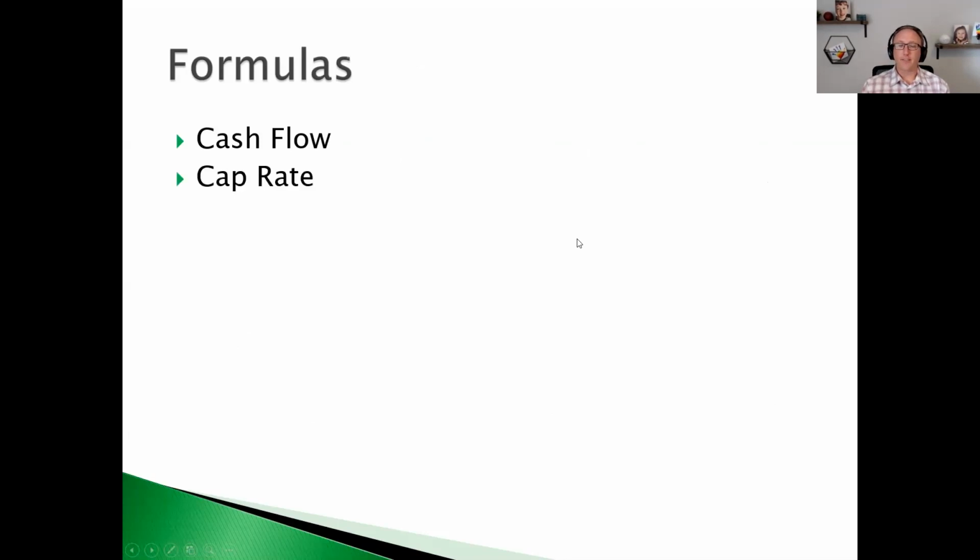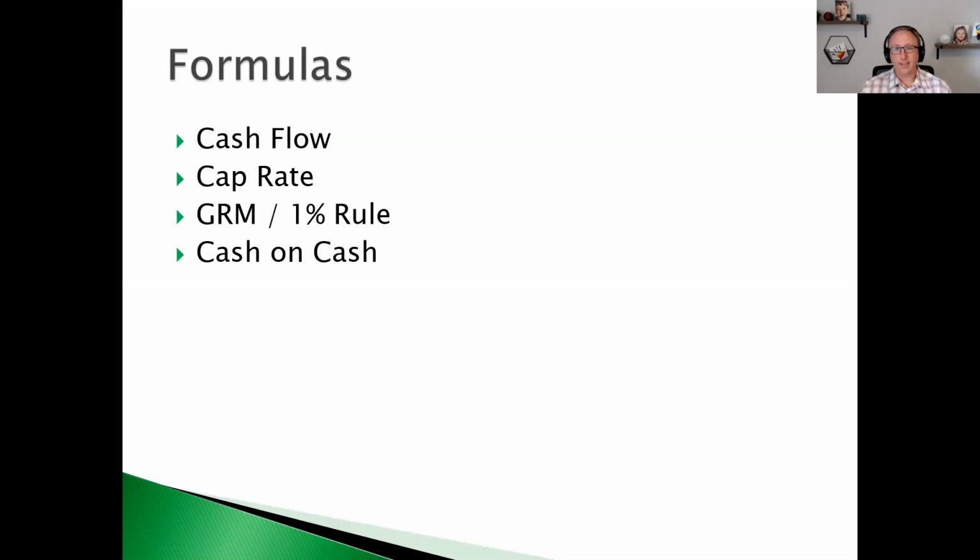Cap rate. I think a lot of us have heard about cap rate. I think there's sometimes some confusion around cap rates, but we'll definitely get into that and talk about how to analyze and figure out the cap rate. Then the GRM, or gross rent multiplier, and I have that together with the 1% rule. I'll talk about why I have those together when we get there. And then the cash on cash return. So those are going to be the four things we talk about and look at today.